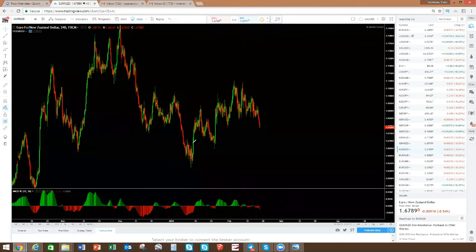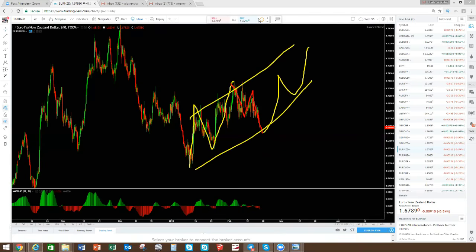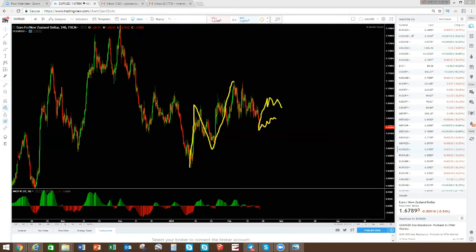Okay, so we've got here 1, 2, 3. Depending on whether this is all the 3-wave correction, if it's not going to give us any flat correction here, this is what you possibly have: 1, 2, 3, and then we start trending upside with the 3 waves there. Either way, if you do not get a corrective structure here, and you instead get an impulse and a correction here, then you're going to first get a 3-wave move up.